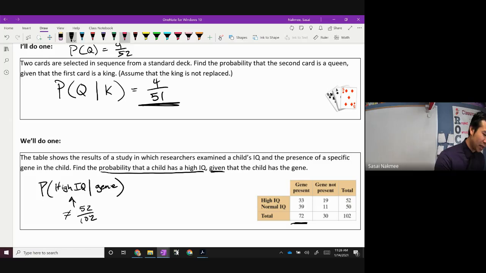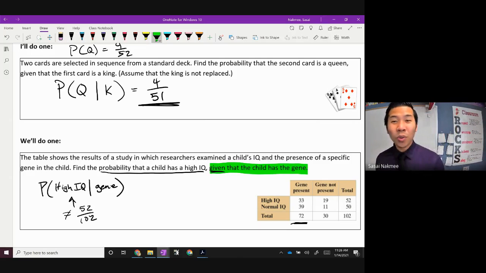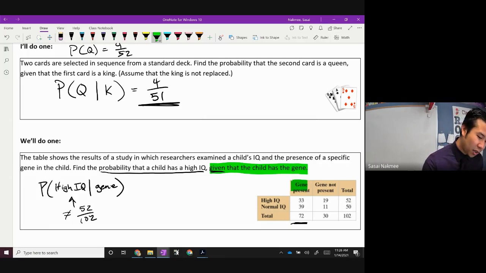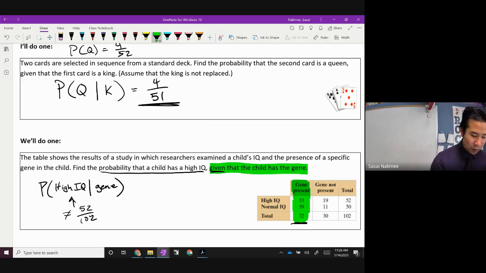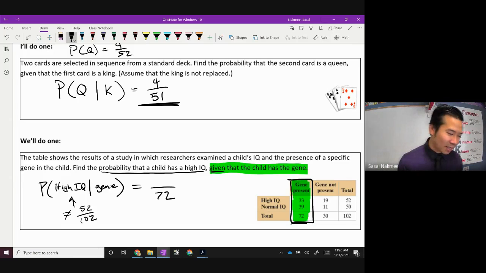And here's what you need to focus on. You ready? The given part, that the child has the gene, means that you only focus on the kids that have the gene. Given that they have the gene means that these are the only kids we care about. I know that sounds messed up because there's kids without the gene, but for the sake of calculating this probability, we're only focusing on the kids that have the gene. How many kids have the gene in total? It's not 33, it's not 39, it's actually 72. So this is going to be out of 72 because the sample space is every single kid that has the gene. And Giselle's got the second part already.